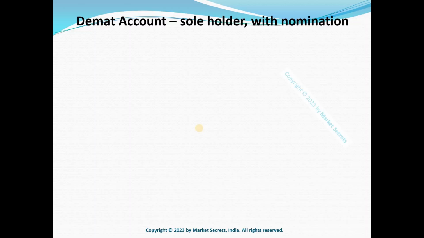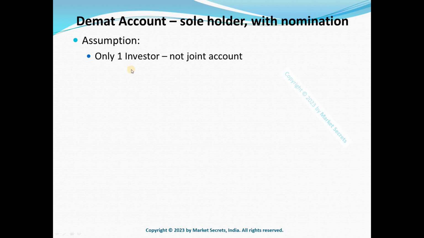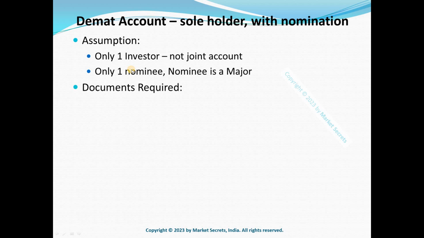And with that note, let's jump into today's session and let's start with assumptions. So this is the sole account holder. There is just one investor and it is not a joint demat account. So the account is a sole holder account and there is just one nominee, and that nominee is also a major. Okay, so these are the assumptions.